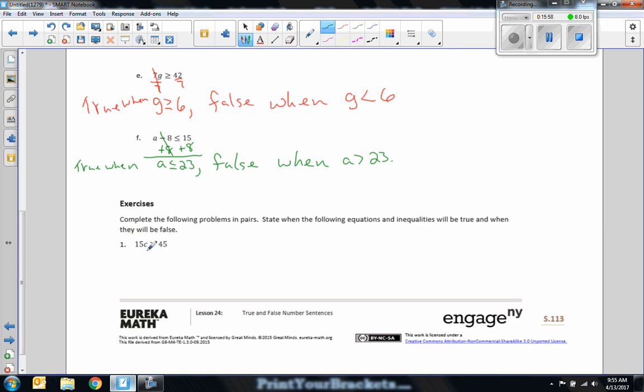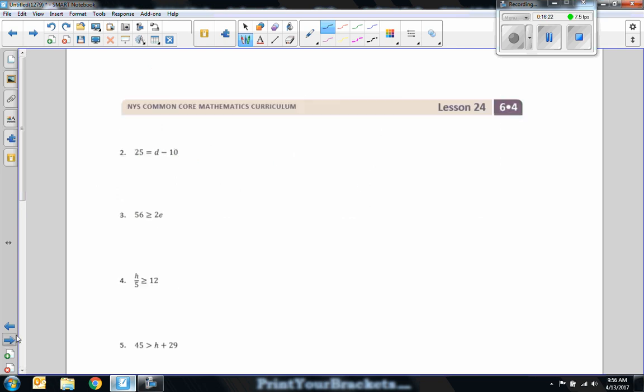Starting with this one. That's multiplication, so I'm going to divide. 15 divided by 15 is 1. 1 times c is c. 45 divided by 15 is 3. So this is true when c is greater than 3. And I'm just going to shorten this up now. False when c is less than or equal to 3. So I'm not going to take my time to write all this out, but you still should do that. I'm just saving time in the video.